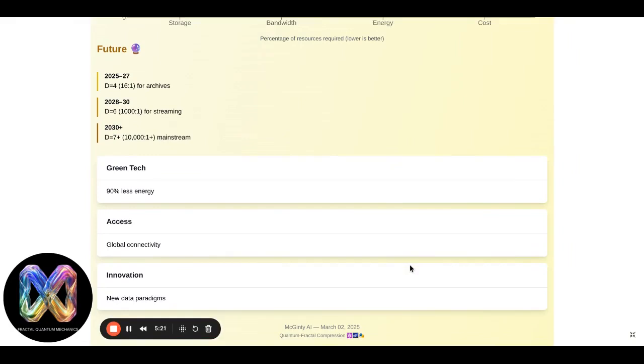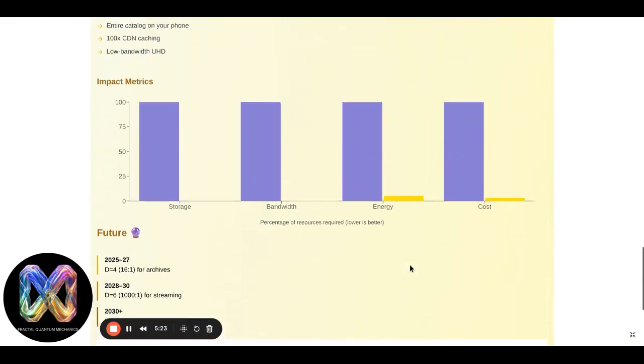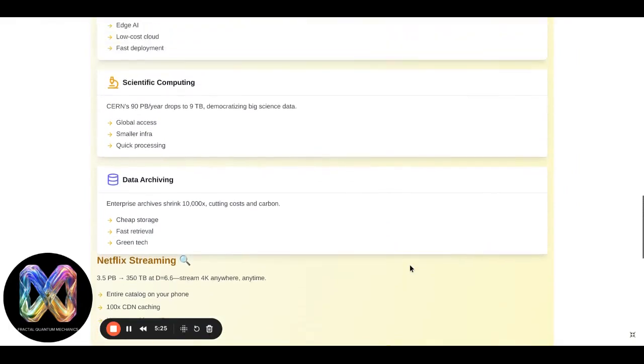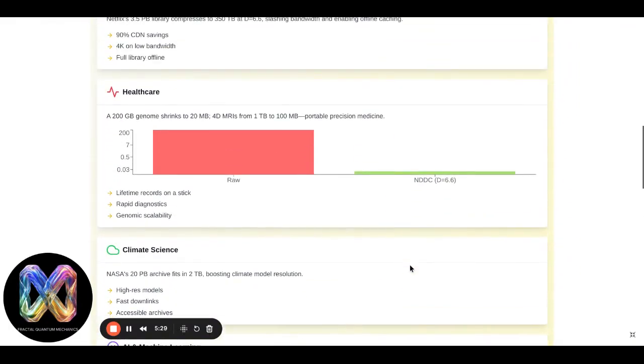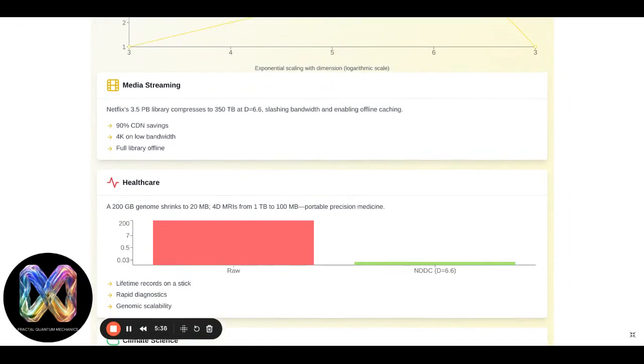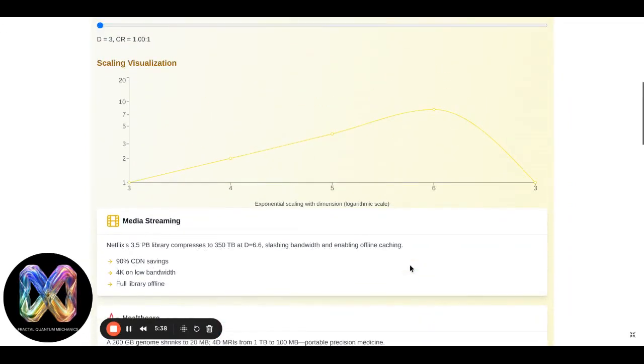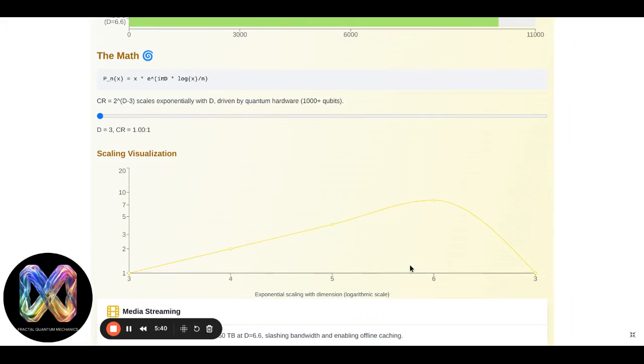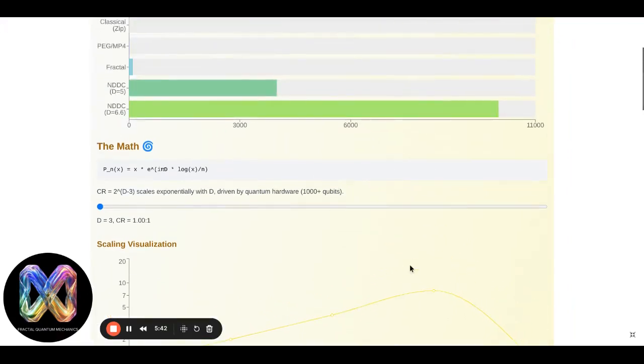So thank you for your attention to this demonstration of McGinty AI's NDDC technology. This quantum fractal approach to data compression represents one of our most significant advances in information technology of the decade, with the potential to reshape our digital infrastructure fundamentally. I'd be happy to answer any questions about potential applications, our technical approach, or our implementation timelines.